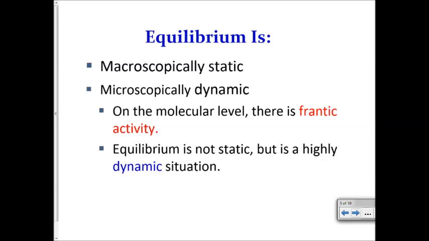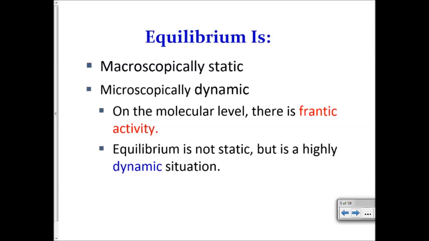Microscopically, though, it is a dynamic process. You have reactants making products, products making reactants at equal rate. The molecules are in constant, frantic activity. So although it looks just like brown gas to us, there's actually NO2s combining to make N2O4s, and N2O4s breaking down to make NO2s, and it just keeps going back and forth. But it looks to us like nothing's going on at a molecular level, because it just looks brown to us for this particular reaction. Some of the other ones have good color changes too.